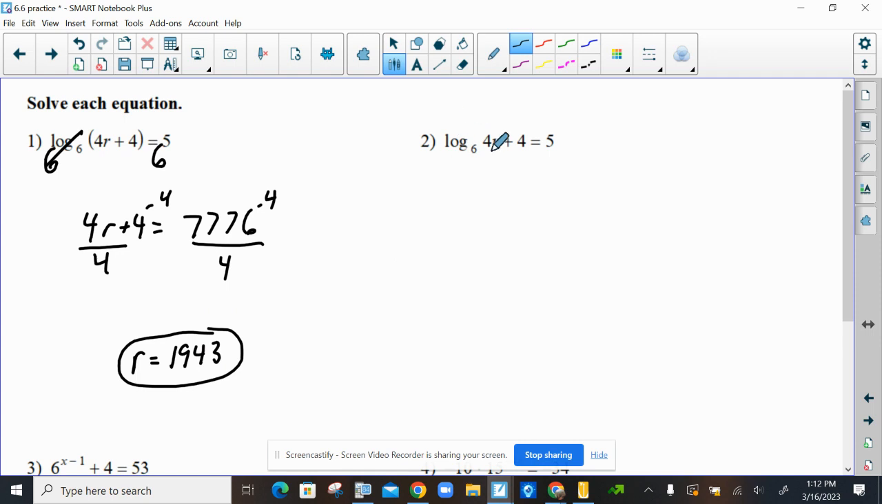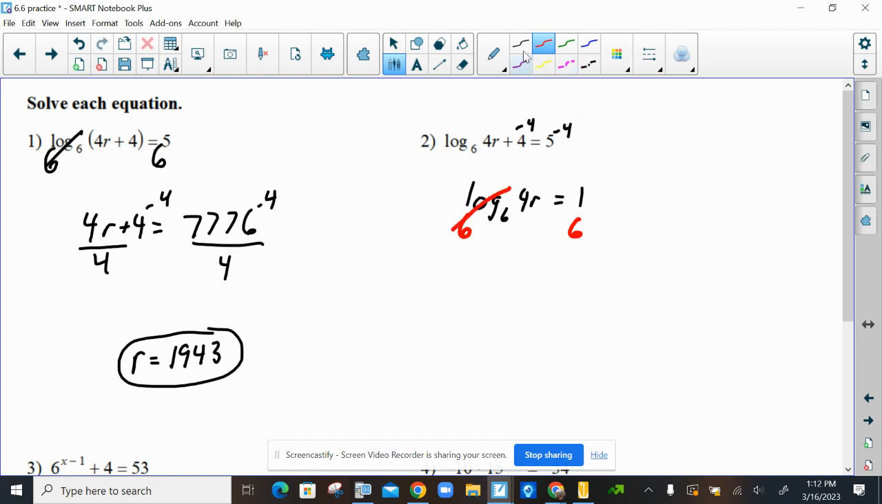Okay, where this problem, you have to be aware, this plus 4 is not what we're taking the log of. We have to subtract 4. So I'm going to subtract 4. I get log base 6 of 4r, and that's going to equal 1. Now, to get this, I have to get rid of the log. So my next move is to get rid of log. I put a 6 underneath each side.